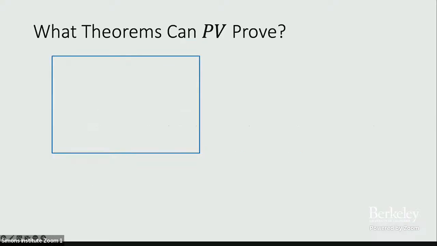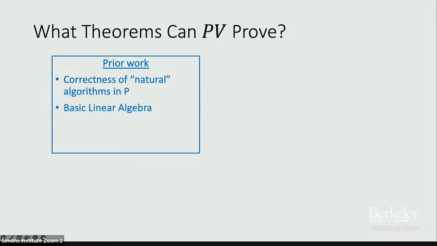So what theorems can theory PV prove? Previously, it's known that most of the polynomial time algorithms have a correctness proof in theory PV. And most of the basic linear algebra theorems, including basic properties about matrices and about determinants, can be formalized in theory PV. And also, many of the combinatorial theorems, including the Cook-Levin theorem and some form of the PCP theorem, have proofs in theory PV.